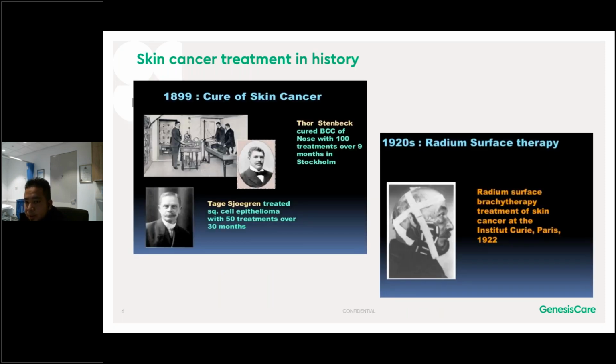Some of you might have seen these pictures from the past, where people were being treated for skin cancer in Europe, and the treatments at the time were going over a period of between 9 months to about 30 months. And obviously back then the radiation used was in different forms. Most of them would probably use a radioactive source, such as radium surface brachytherapy, and also much older forms of radiation machines. Likely we're not using any of those today to treat our patients.